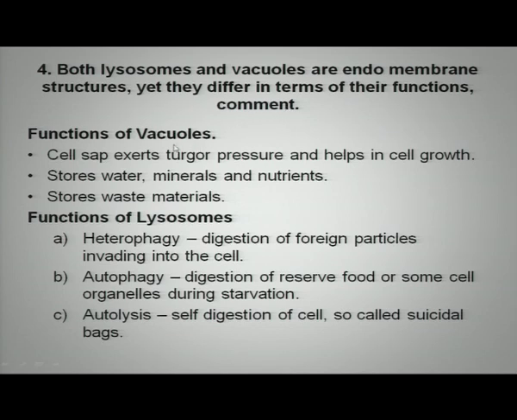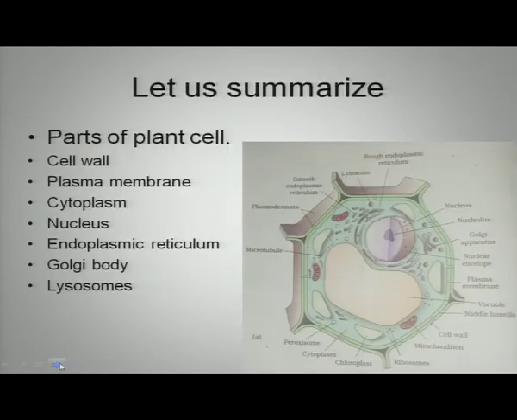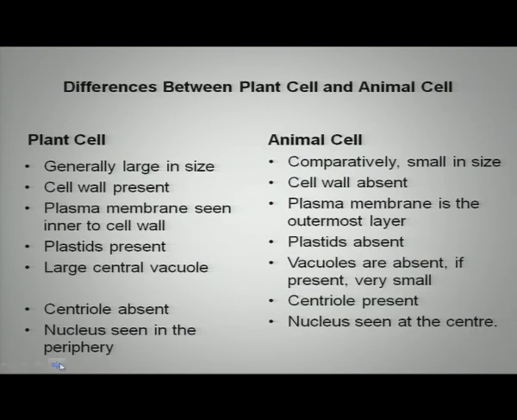Functions of vacuoles: it contains cell sap that exerts turgor pressure and helps in cell growth, stores water and minerals and nutrients, it stores waste materials. Lysosomes, regarding its function: heterophagy, autophagy and autolysis. Now, here you can see the differences between a plant cell and animal cell. I think after attending this session, you are able to identify the differences between a plant cell and animal cell.